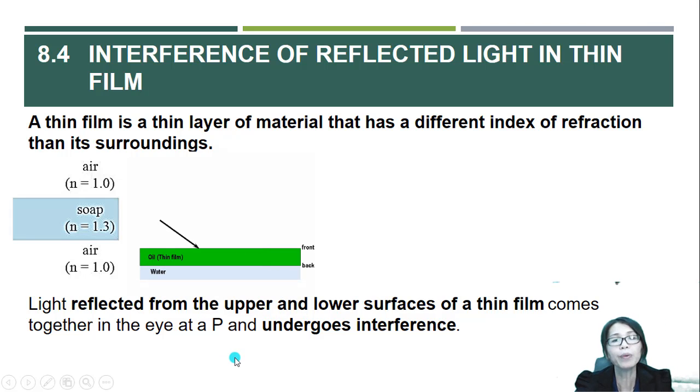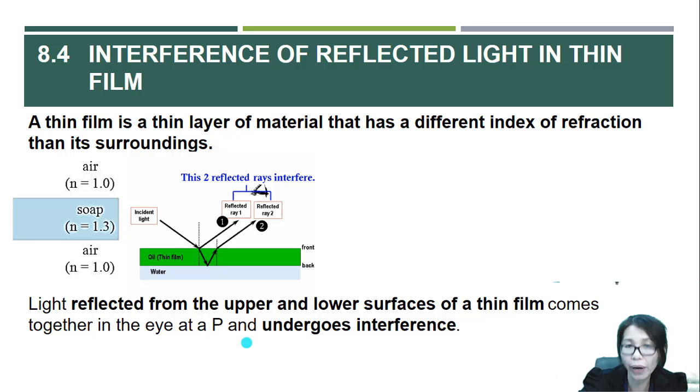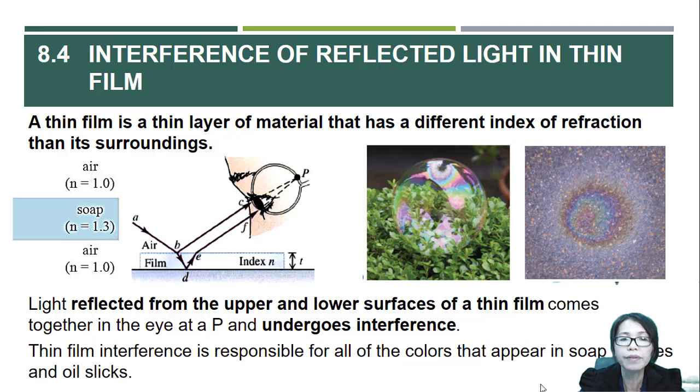So, light will reflect from the upper and lower surfaces of a thin film, and they will come together in the eye at a certain point, and they will undergo interference. Thin film interference is responsible for all the color that appear in soap bubble and also oil slick. That's why we will observe that a soap bubble will have multicolor. The multicolor actually is due to the interference of the reflected light.